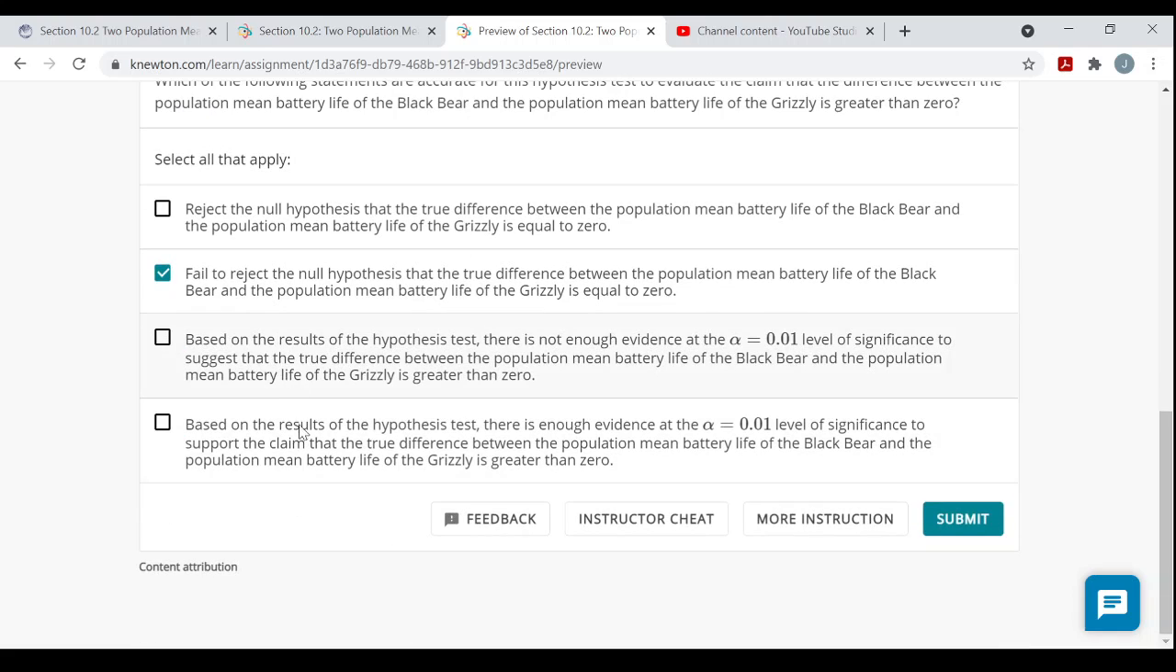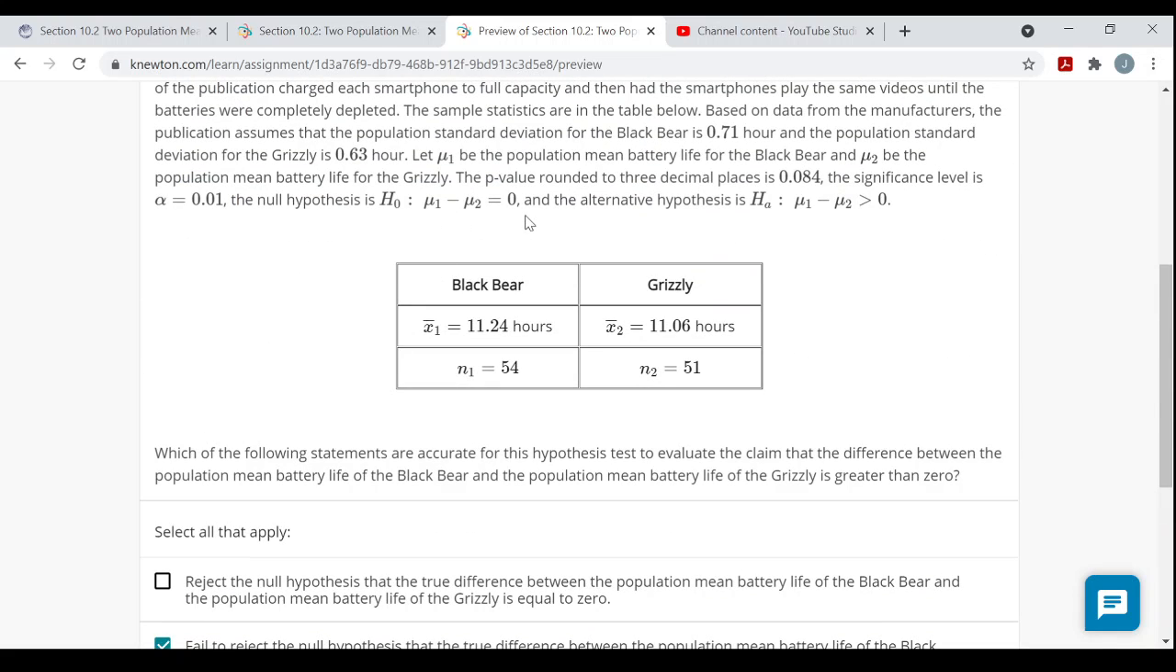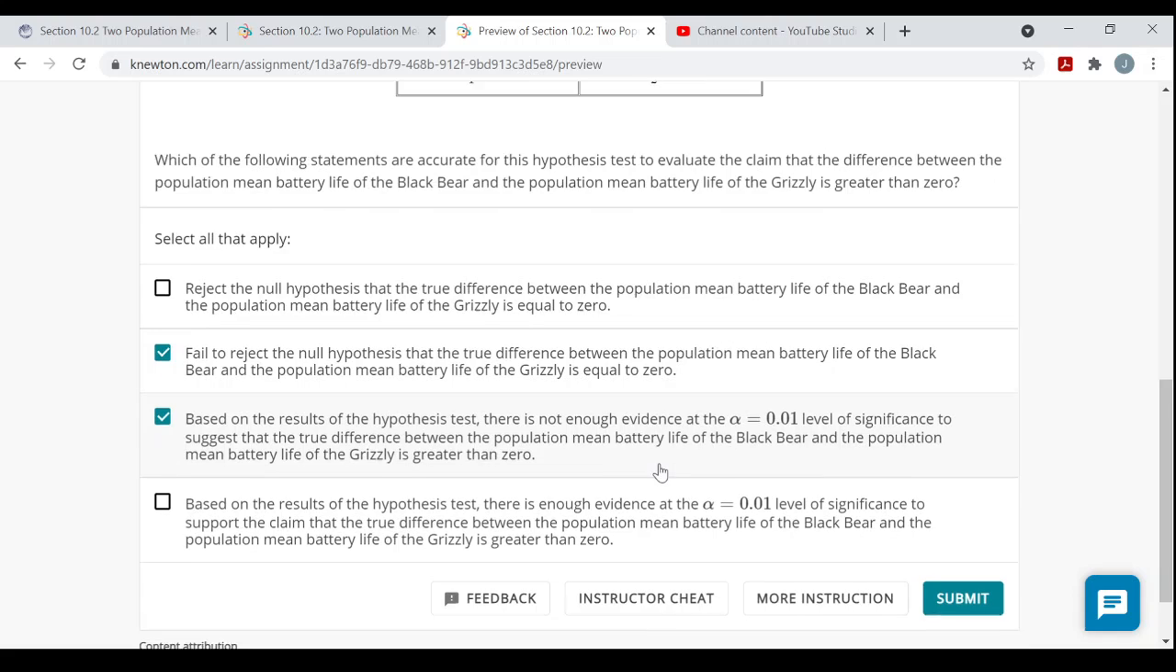For the conclusion, pick one of these two, and I said this third one. Based on the results of this test, there is not enough evidence to say that the BlackBerry phones have a greater battery life on average than the Grizzly phones, or that their difference is greater than 0. There's not enough evidence to say that because we are keeping the null. We're keeping the statement that their average battery life is equal and not supporting this other statement.